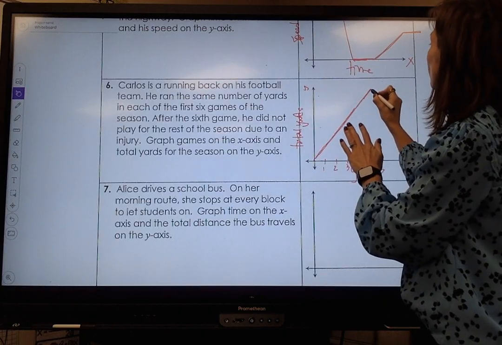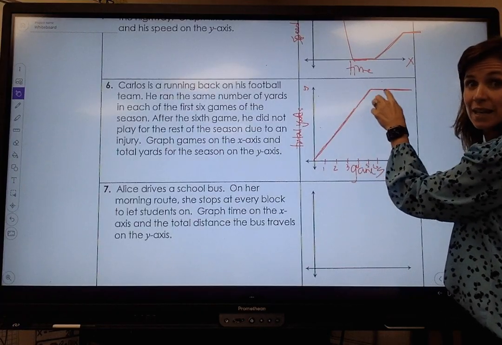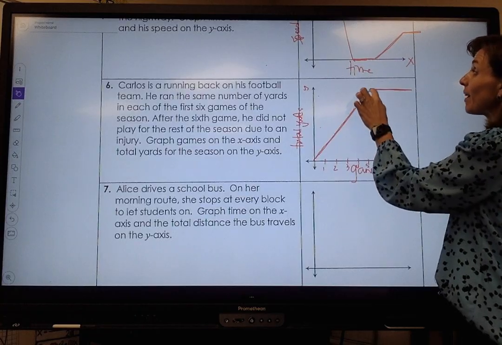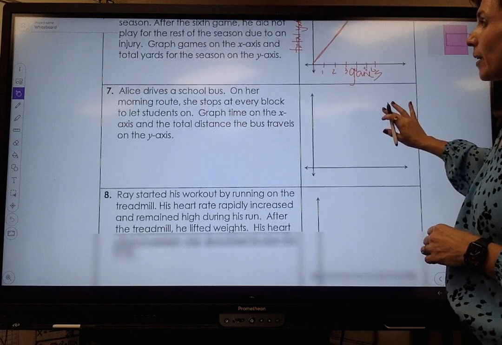Then he gets an injury. He doesn't play, but his yards remain the same. He's going to be steady at that yardage, even though he's injured. They didn't go up or down. They stayed the same amount. So that is what that graph is going to look like.